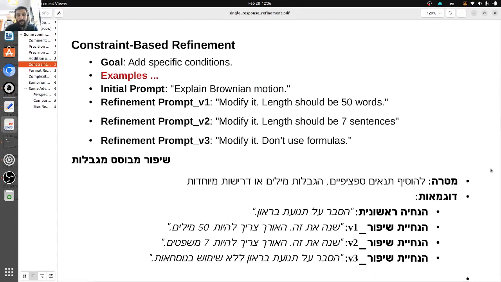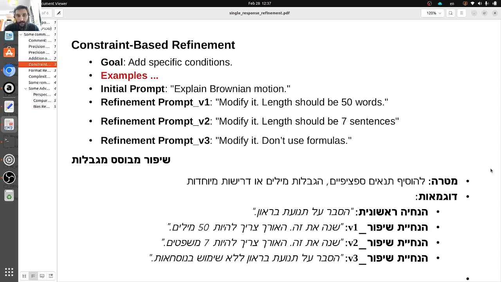The purpose of the next refinement technique that we're going to learn about is to impose some constraint on the LLM's response, where it should be noted that the constraint can be really any type of limitation. In the examples that we see on the screen, we find 2 types of constraints.